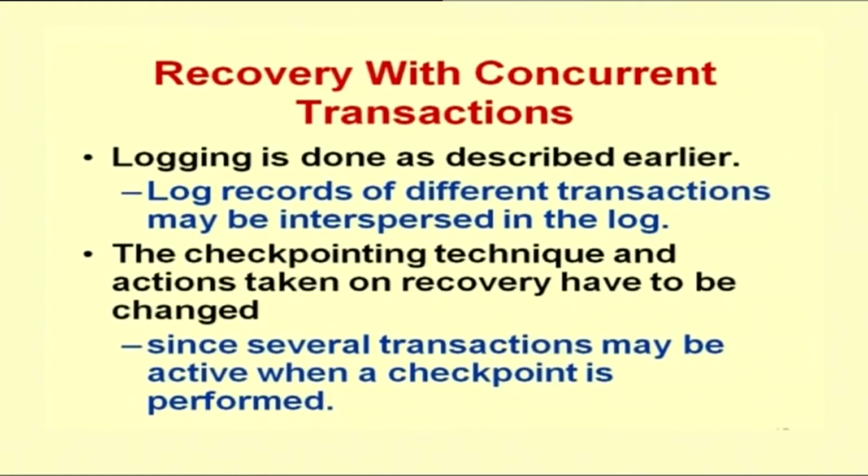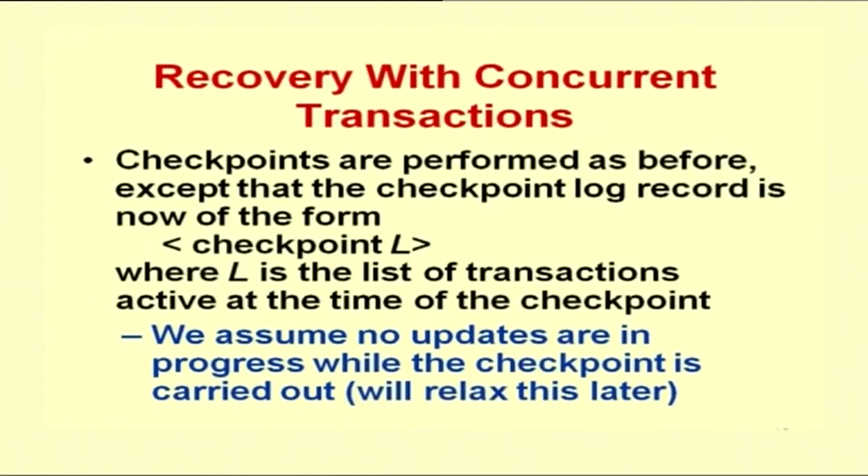So, with concurrent transactions, logging is done as already described. Log records of different transactions may be interspersed in the log, and the checkpointing technique and the actions taken on recovering have to be changed, because now we are talking about several transactions which may be active when a checkpoint is performed. So, checkpoints are performed as before except that the checkpoint log record is now of the form checkpoint L, where L is the list of transactions which are active at the time of the checkpoint. We make one assumption: we assume no updates are in progress while the checkpoint is carried out. You can relax this later, but as of now we will assume that.